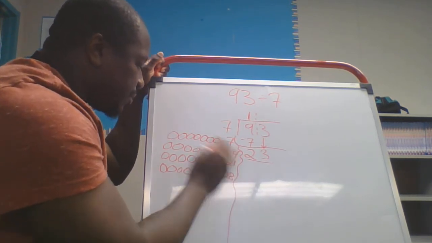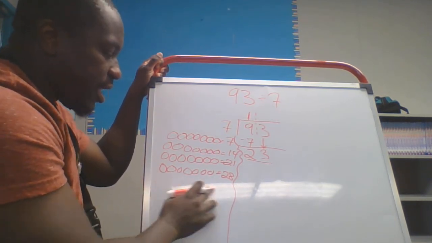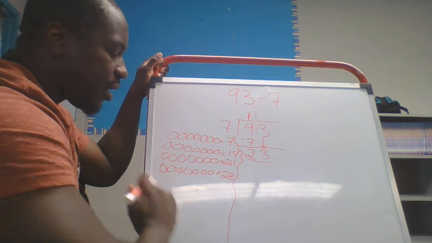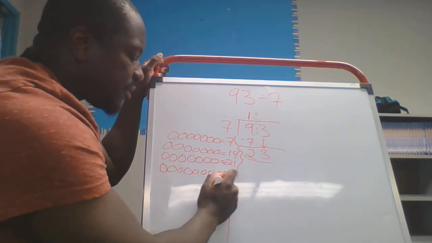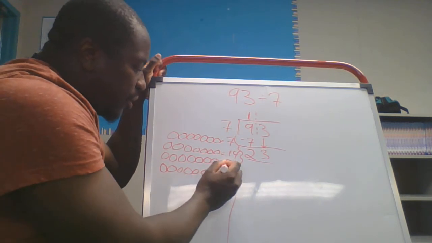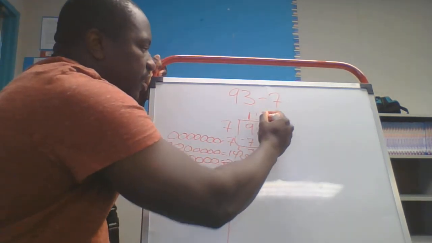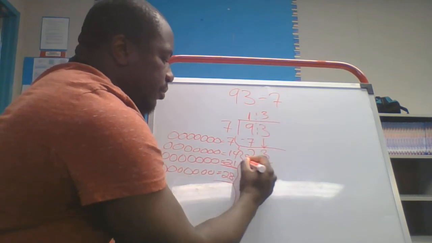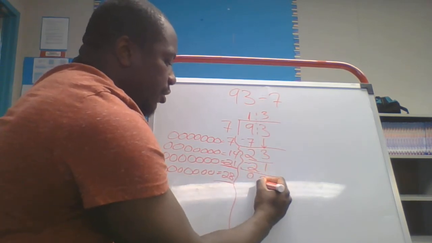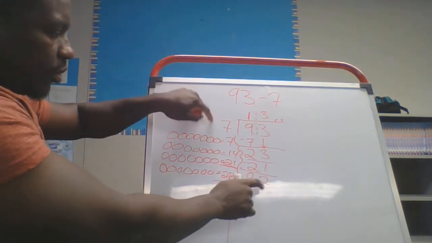So when we got to the 4th group, we got to 23, but this 4 groups of 7 is too big. 4 groups of 7 is 28, so that's going to be too big. So we're going to go up 21, okay? So that's 1, 2, 3 groups of 7 gets us 21. 23 minus 21 is 2, remainder 2.